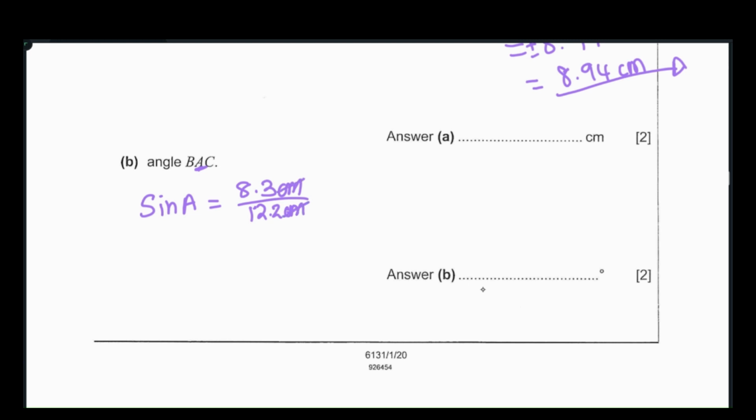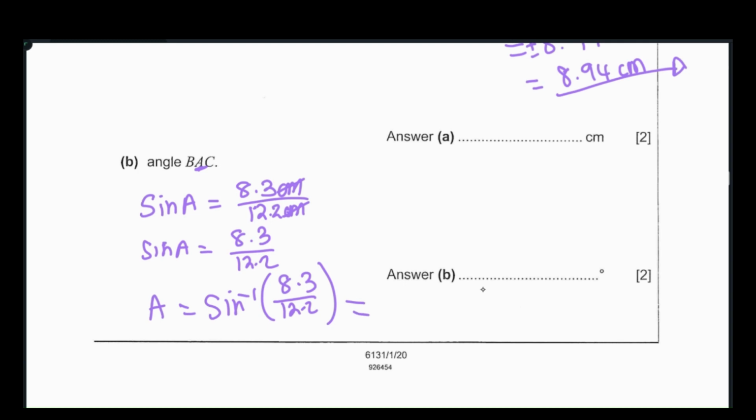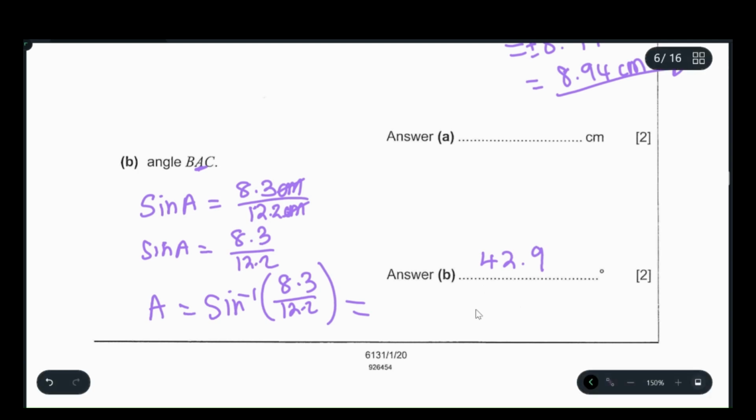The centimeters cancelled out, so we just have sine A equals 8.3 over 12.2. To get angle A, we'll say sine inverse of 8.3 over 12.2. Press this on our calculators, and that should give us 42.9 degrees. Right, that's it for B.